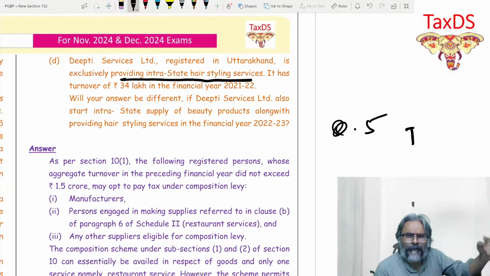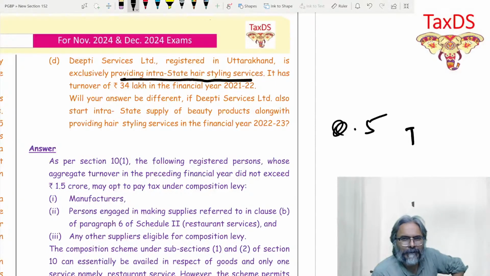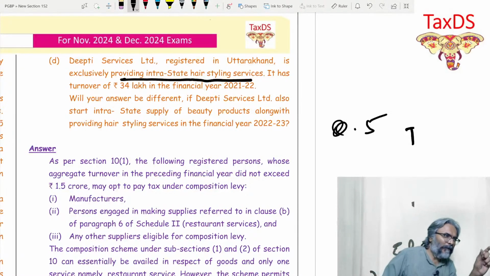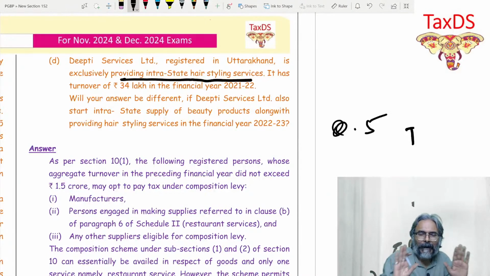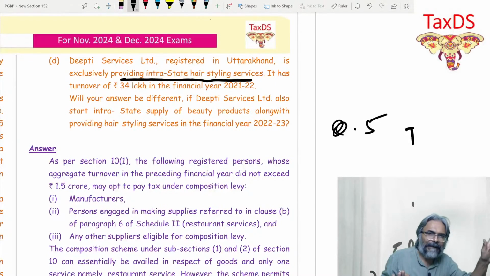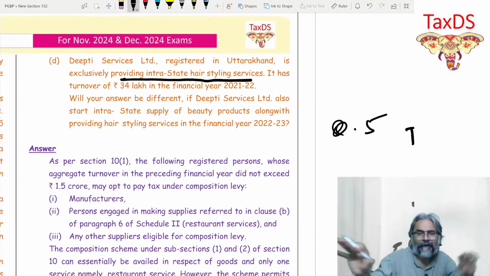Now, I gave you this example in the class itself. What was that example, students? A hair salon, and they are also providing some goods. Supply of goods is also happening in the process. So where will it go, students? The hair service goes in 10-2A, and that goods would go under 10-1, 10-2. Either you are in scheme 1 in totality, or you are in scheme 2 in totality. You cannot be in both. You can never be half here and half there.